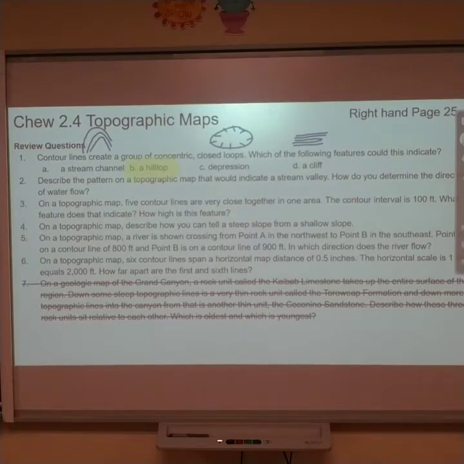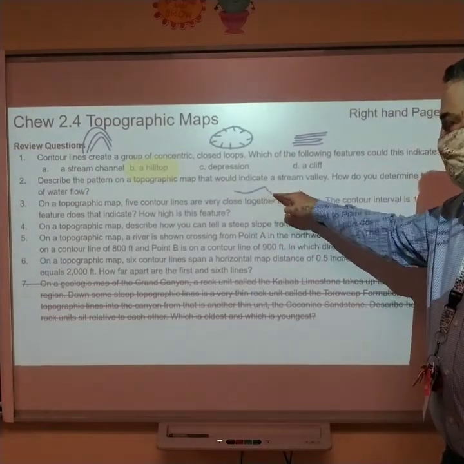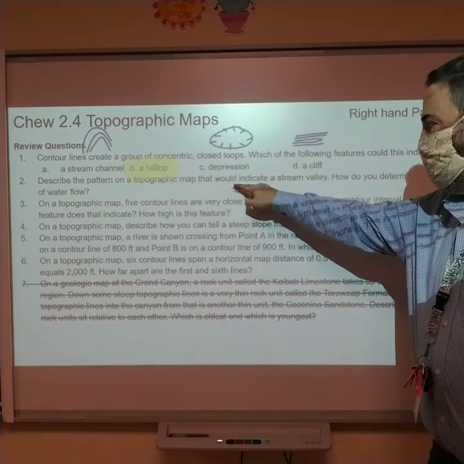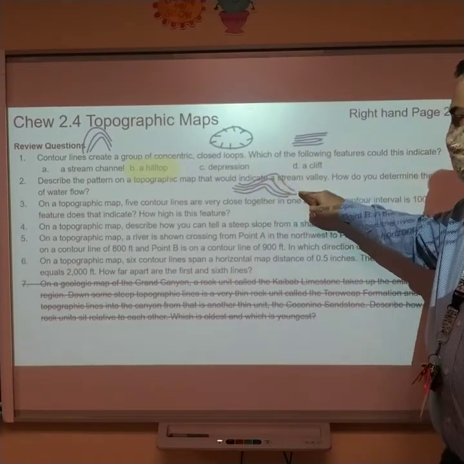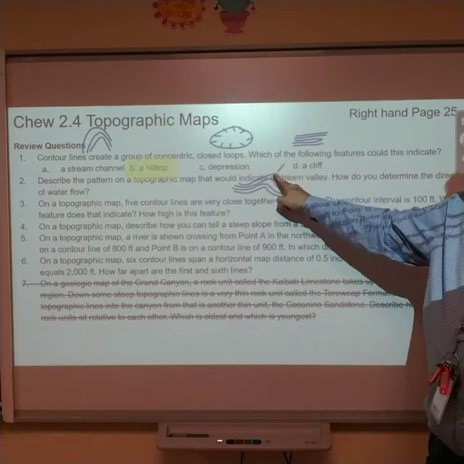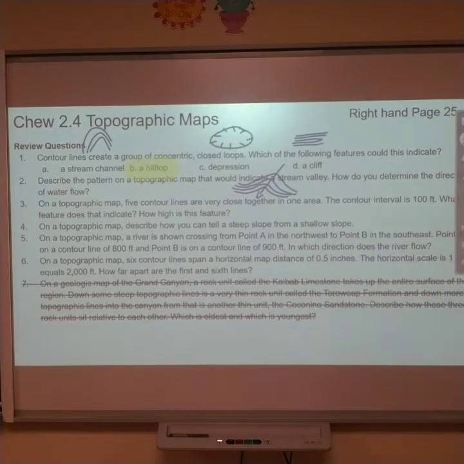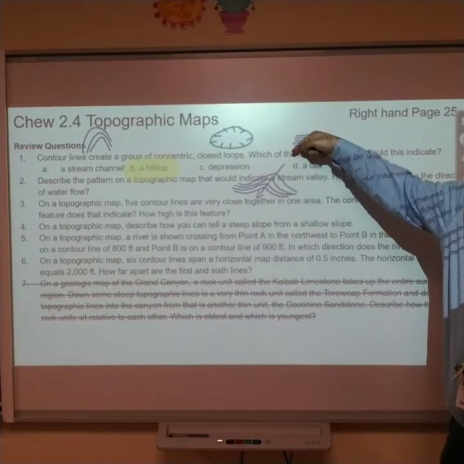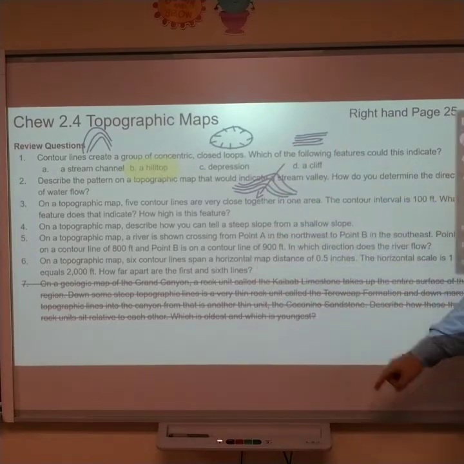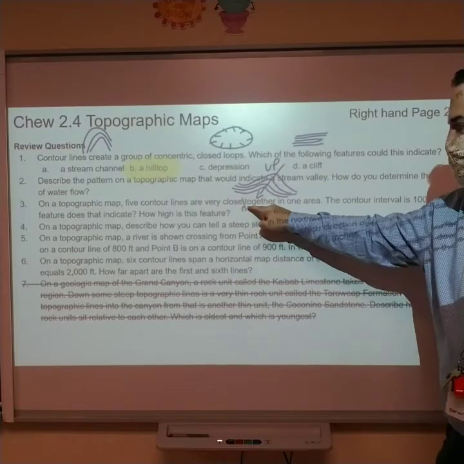You should already have this answered, I believe. If not, then yes, I would be writing down the answers as I go over it. Describe the pattern on a topographic map that would indicate a stream valley. So again, it would be that kind of V-shaped contour line. Okay? So that lets you know that that's a stream valley and that there'd be a river running through it. And the valley always points uphill, so that means the river is going this way. This is uphill, this is downhill.